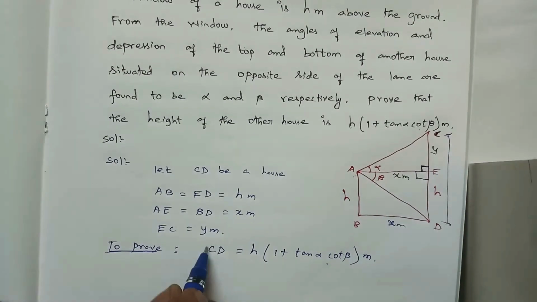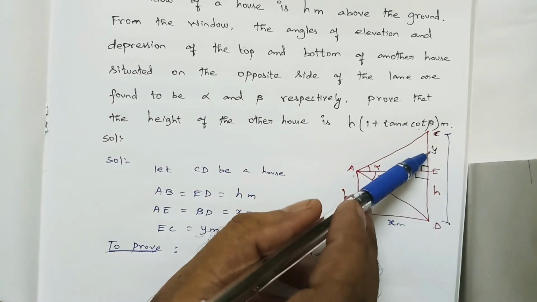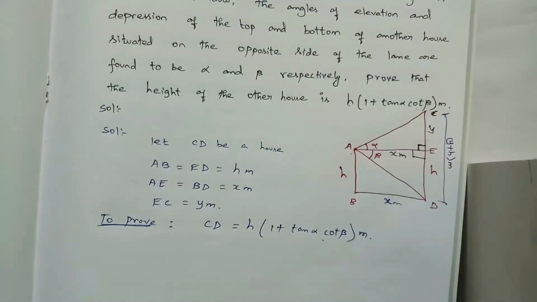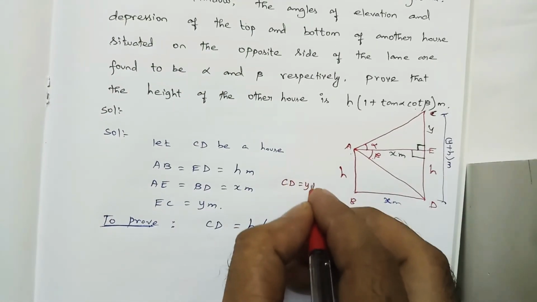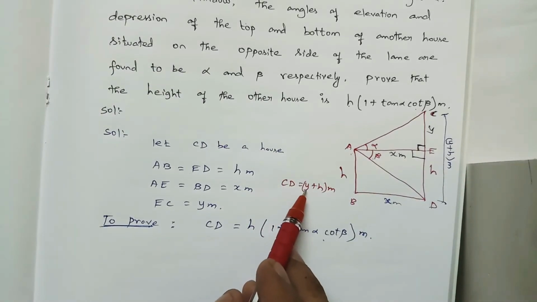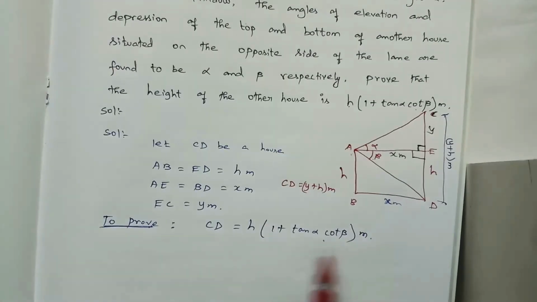To prove CD is equal to, from point C to D, CD is y plus H. CD is equal to y plus H meter. That only we want to find. First we will find y, and after that we just add H, then we directly get the proof.